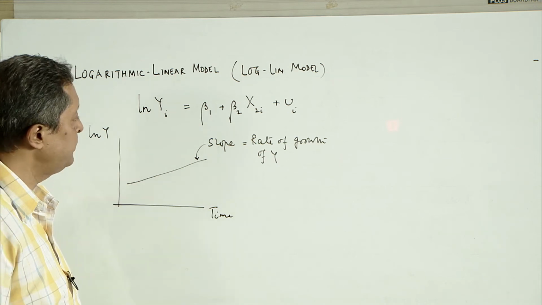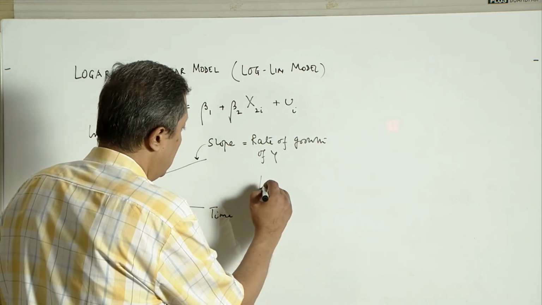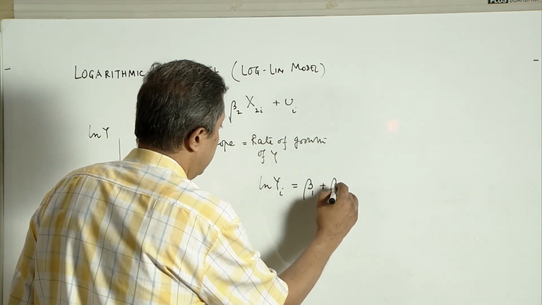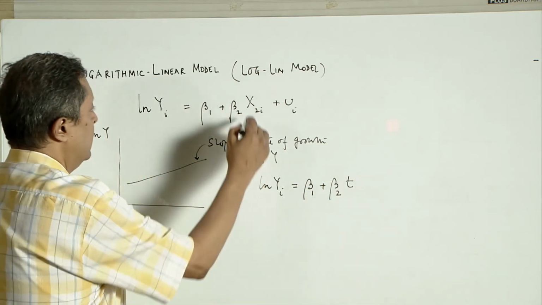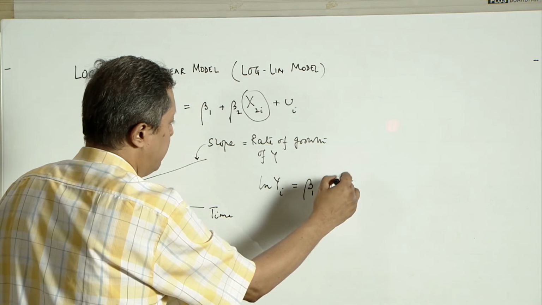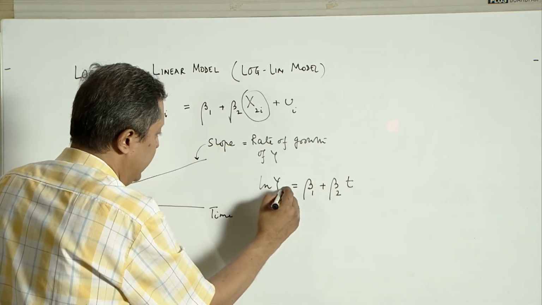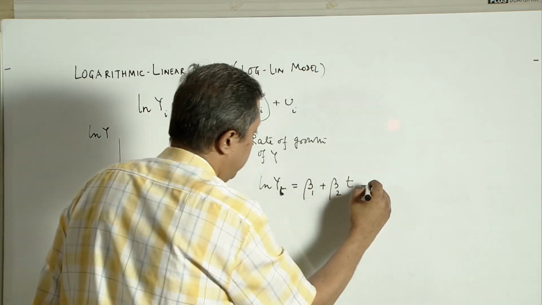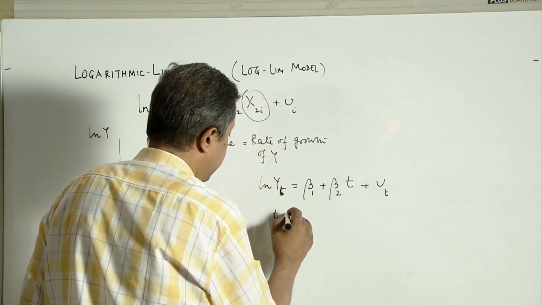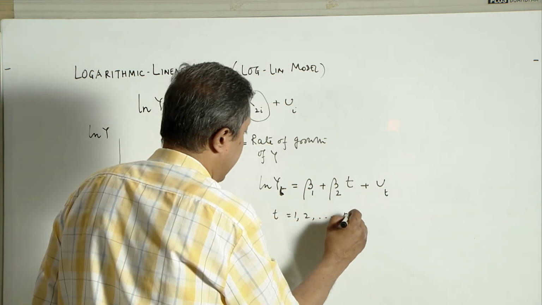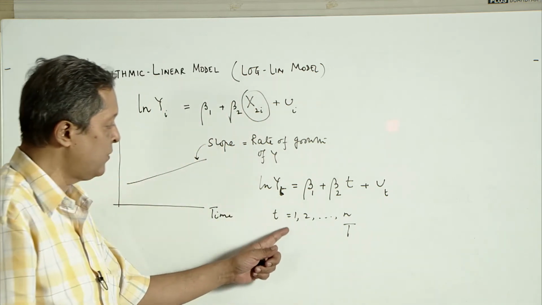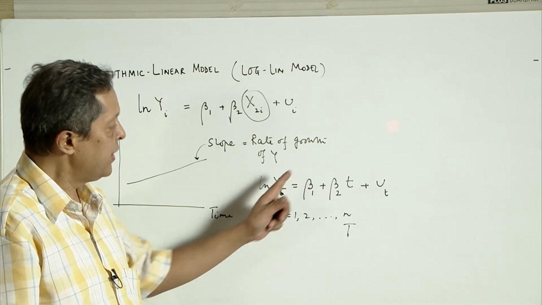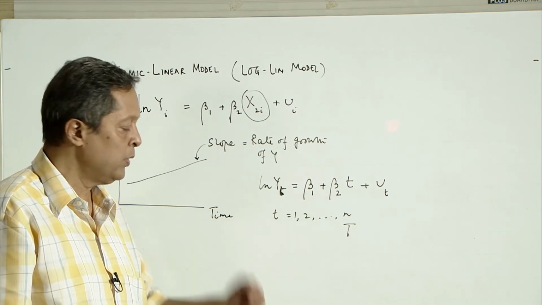So, viewers, you might have guessed that this kind of model is used to estimate growth rate, a linear trend in growth. That means, if we write log y is equal to beta 1 plus beta 2 t, please note x2 i has been replaced by t, to maintain symmetry, plus ut, where t runs from 1 up to n, or some texts will say t runs from 1 to capital T. So, this is a model where log of y is regressed on time, and time is continuous here.